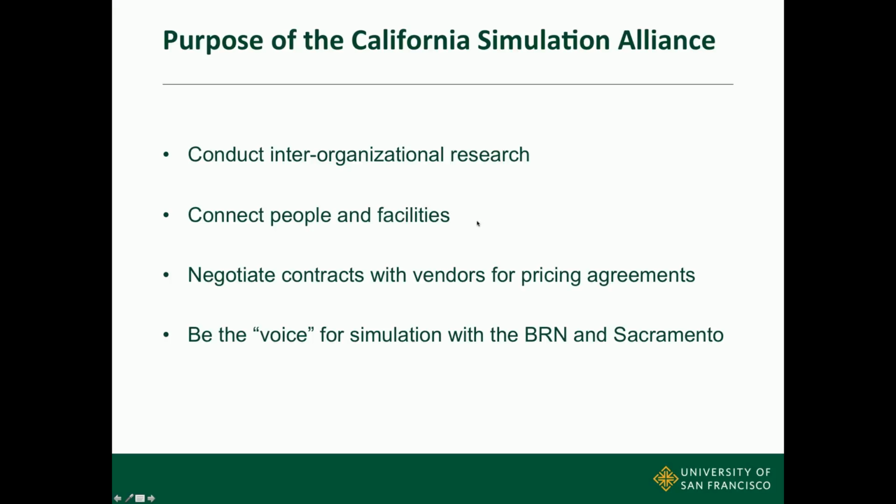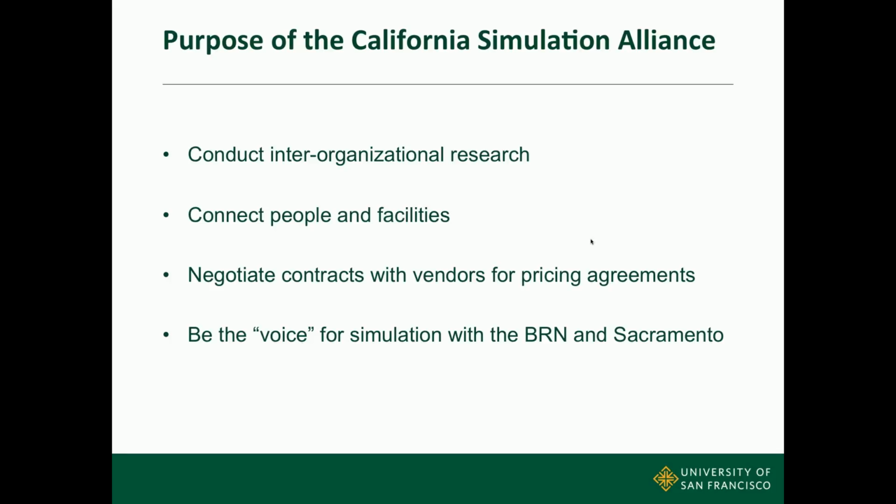I think one of the most important things that this alliance does is connects people and facilities. If someone's new to simulation, all they have to do is email us or call us, and we will connect them with people in their area and resources that they need to get started. The CSA also negotiates contracts with vendors for pricing agreements. So they currently have about 7 pricing agreements with vendors. So if you're a subscriber to the CSA, you get a discount on simulators, equipment, etc.